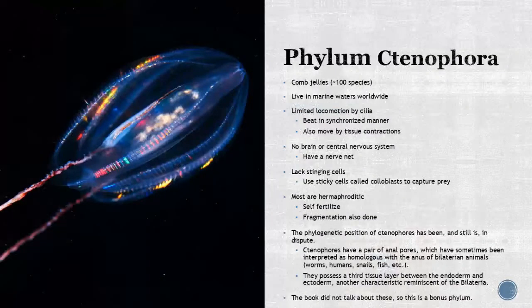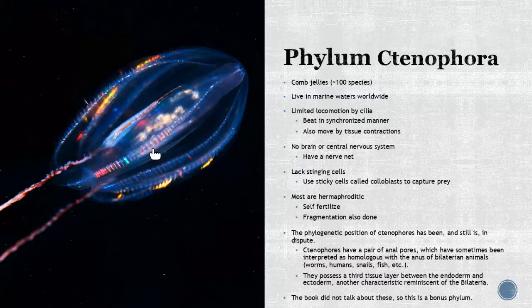Now, the last phylum in this lecture, which I know is a lot of words right there, is Phylum Ctenophora. I've grouped this with them because these are your comb jellies. So they have enough differences to where they warrant their own phylum, only about 100 species. And what's unique about these guys, I think they're quite beautiful when you look at them. They live in marine waters worldwide, but they use these cilia on the outside to move, and they beat in a synchronized manner.